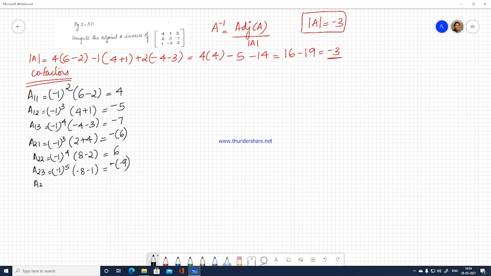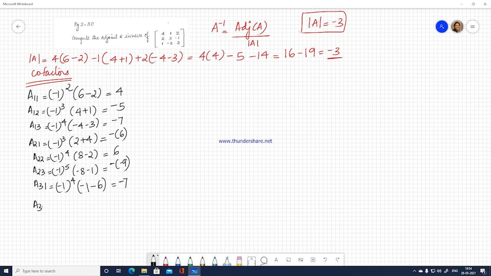Now A31 is equal to minus 1 raised to 4. So cover this column and the row. So we'll get it as minus 1 minus 6. So it will be minus 7.